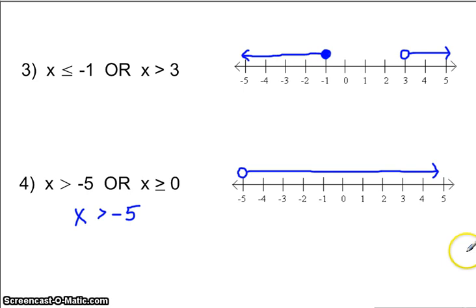Let's get into some examples. We're going to do 2 more examples, ones where we actually have to solve.